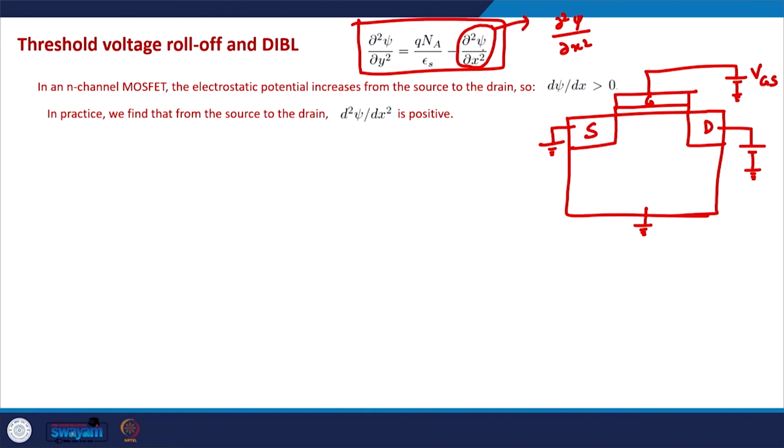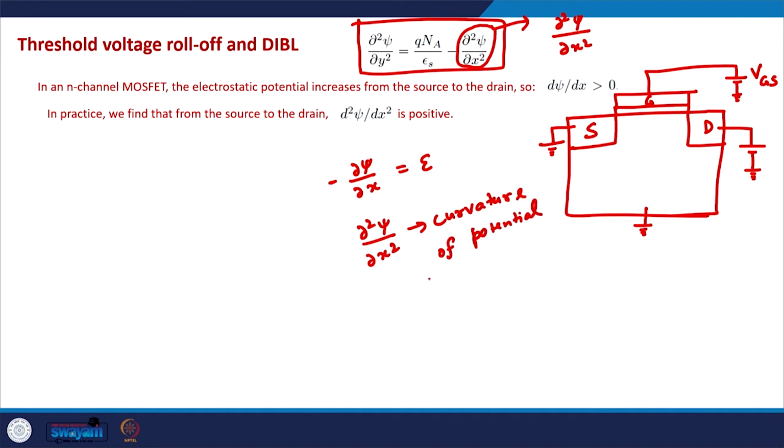Psi is the electrostatic potential in the semiconductor. The first derivative of the psi, del psi by del x, and negative of that is the electric field, and del 2 psi by del x square is the curvature of the potential profile in x direction. So we need to see what is the curvature of the potential profile in x direction in order to understand this term.